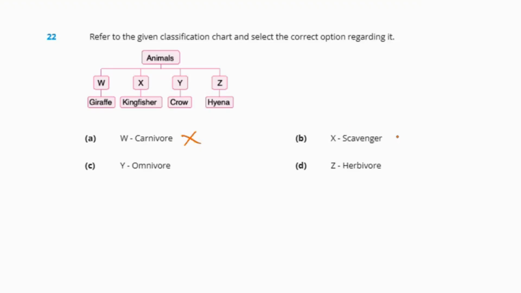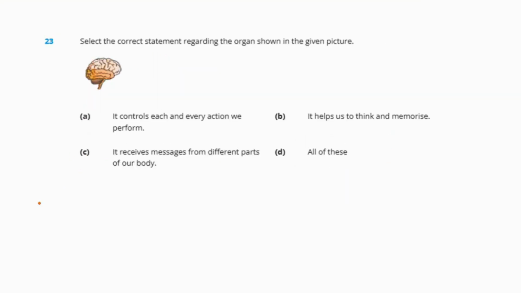Second one, X is a scavenger. Is X a scavenger? No. Kingfisher is a carnivore only, so that is not a scavenger, right? So that is also wrong. Next one, Y is omnivore. Yes, crow is an omnivore, right? So that is true. And the last one, hyena is a herbivore. No, hyena is a scavenger only. So that is also wrong. So option C is the correct match.